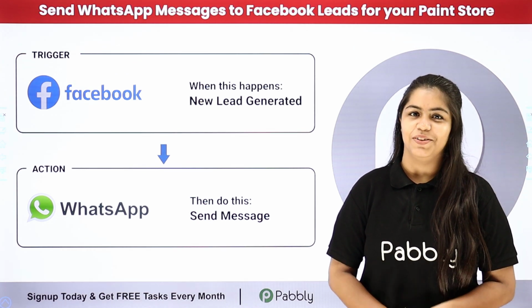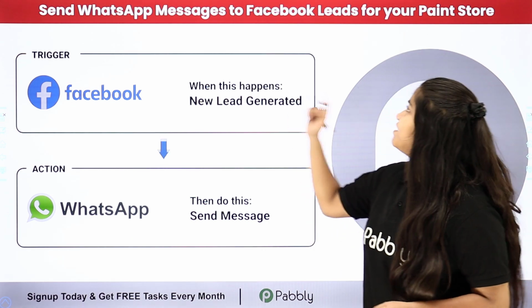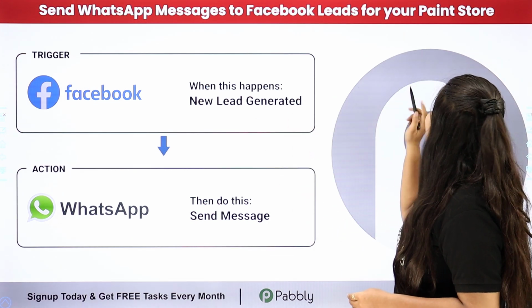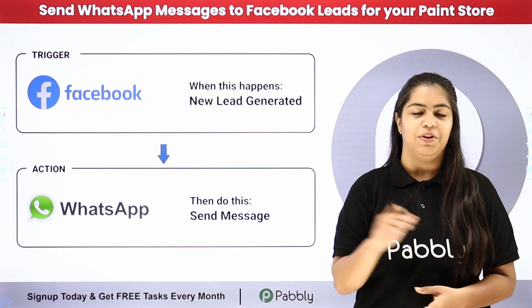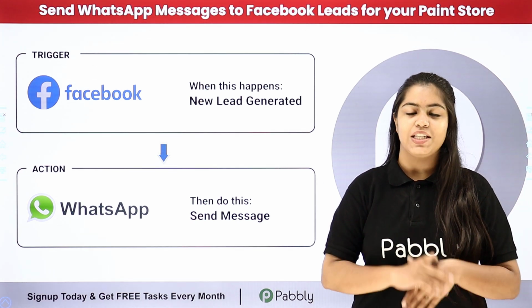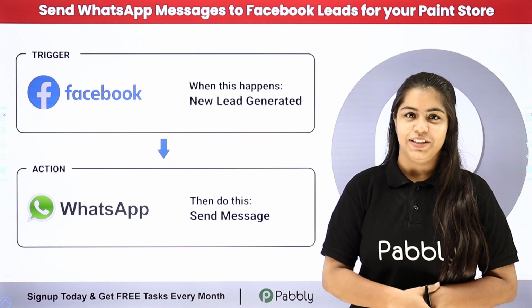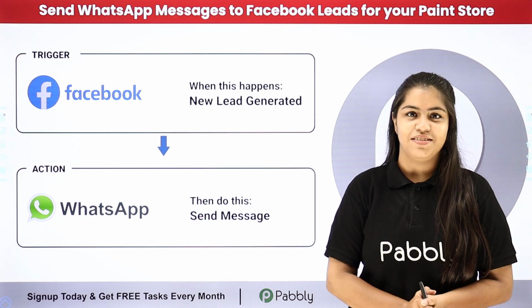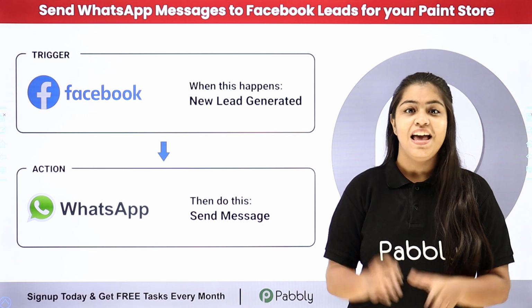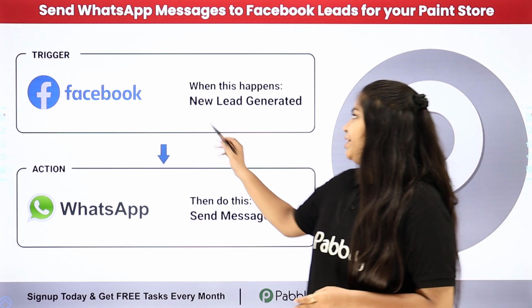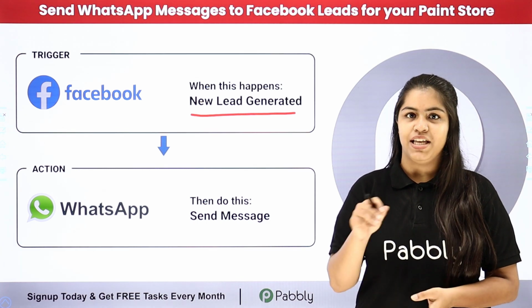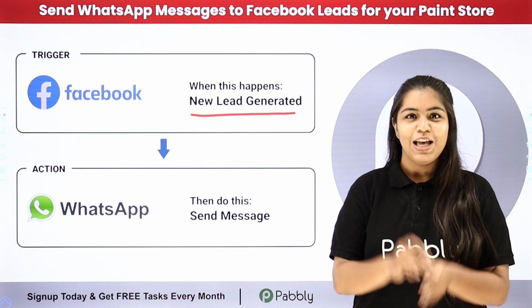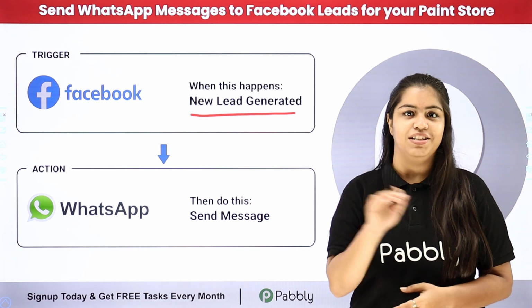So in this video we are going to understand how to send WhatsApp message to Facebook leads for your paint store. So are you also running a paint store and you are promoting your store with the help of Facebook lead ads? Then this video is definitely for you. So over here I'm doing the same. I'm promoting and growing my paint store with the help of Facebook lead ads. And now I wish that as soon as a new lead is generated in my Facebook lead ads, an automated WhatsApp message should be sent to all my leads so that I can convert my leads into real customers.